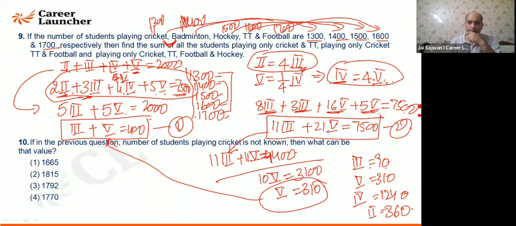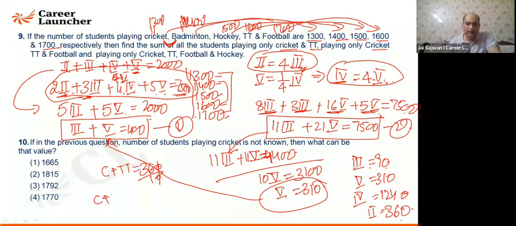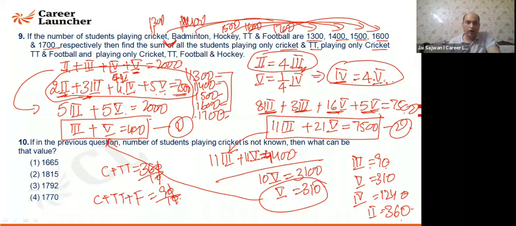Now the question says, find the sum of all the students playing only cricket and TT. The people who are playing only cricket and TT means 2 games, 5C2 is 10. The people who play cricket plus TT will come out to be 360 by 10, which is 36. People who play only cricket, TT and football: people who are playing 3 games are 90 divided by 10, which is 9. People who are playing only cricket, TT, football and hockey, all 4 games.